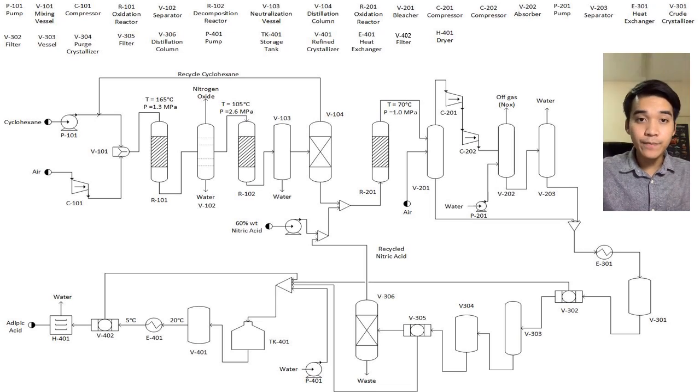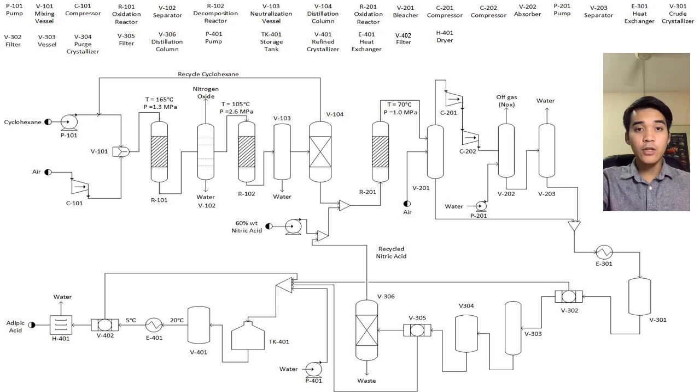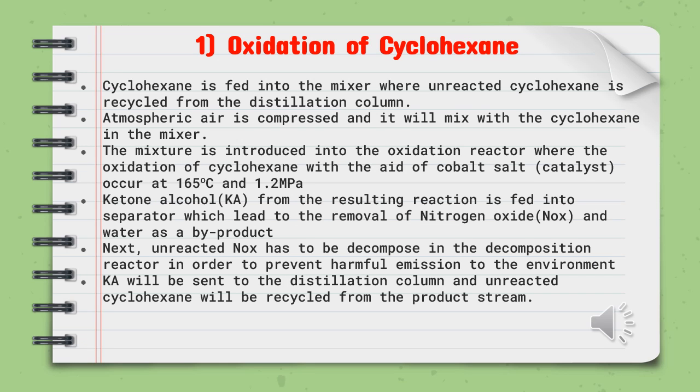In the distillation column, the impurities such as cyclohexanol and adipaldehydic acid will be removed, and the unreacted nitric acid will be recovered and recycled back to the nitric acid stream. Next, the adipic acid from the distillation column will be fed into the refined crystallizer, where crystals of adipic acid are formed, and it needs to be cooled first from 20 Celsius to 5 Celsius. The adipic acid which crystallized out needs to be filtered before it is sent to the drying column. In the drying column, pure adipic acid is produced as the main product, while the water is removed as a byproduct. Basically, this slide is the explanation that I already explained in the PFD.